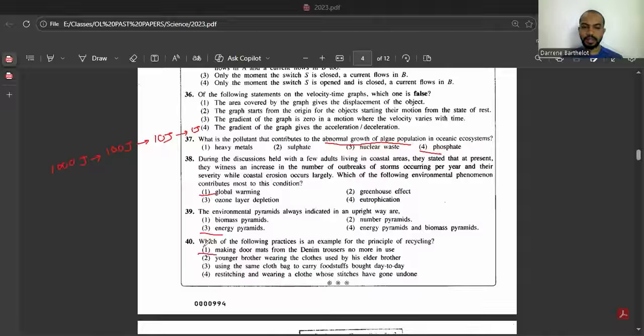Let's see the second answer as well. Younger brother wearing clothes used by his elder brother. That should be a kind of reuse, right? Using the same thing. Answer number 3: using the same cloth bag to carry foodstuff bought day to day. That's also reuse of the same bag. So that comes under reuse. Fourth: restitching and wearing a cloth whose stitches have come undone. Here also you are wearing the same thing, without throwing it out and without forming any new substance. So that's also a kind of reuse. So the answer should be answer number 1.